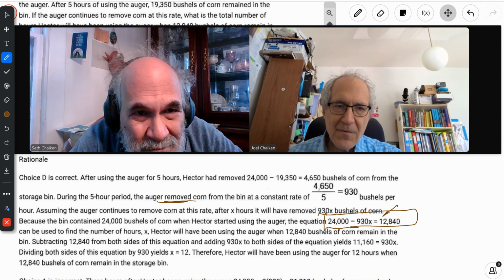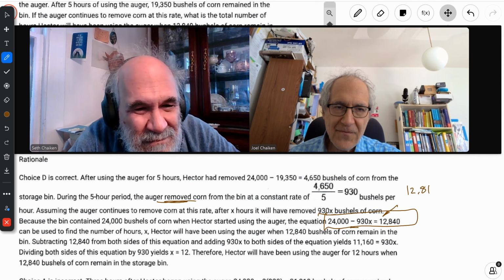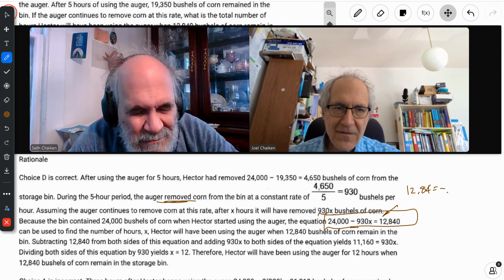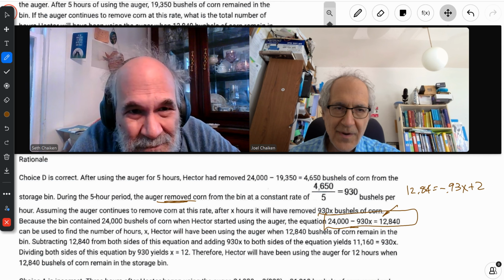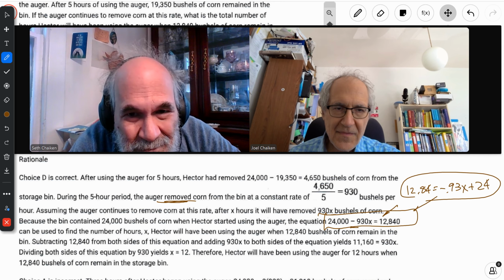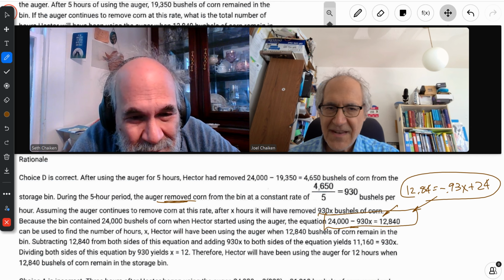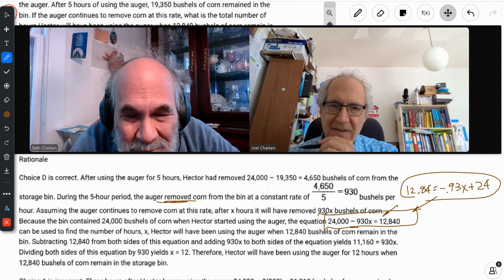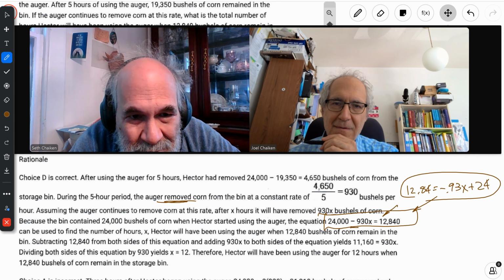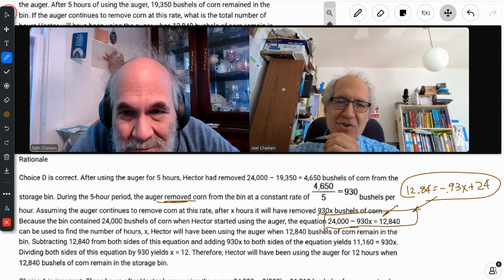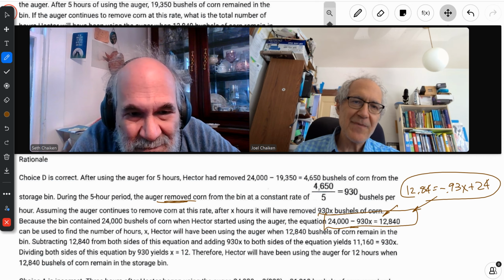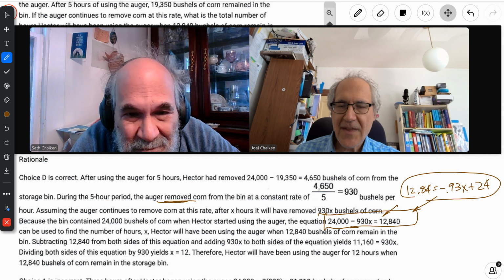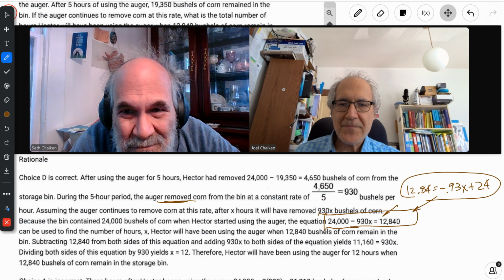We had 12.84 is equal to negative 0.93x plus 24. So it's the same thing. Then they explain how to do it. So it's pretty standard. They don't mention that you could use Desmos to use a regression to write the formula for you. If you want to see how to do that, look at yesterday's video.